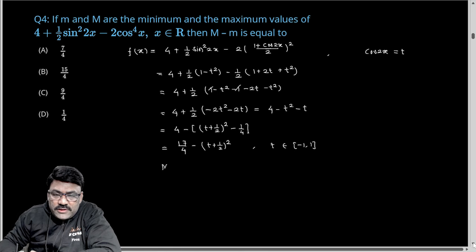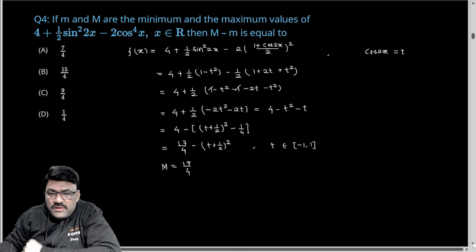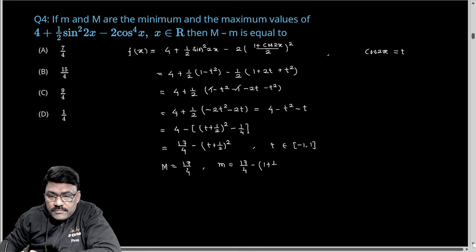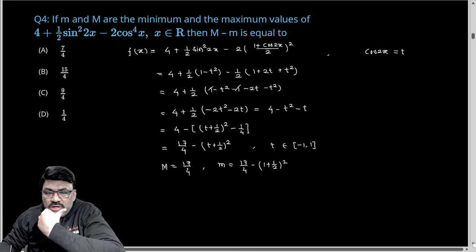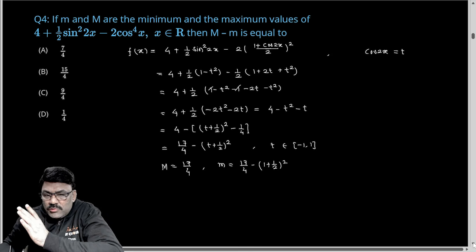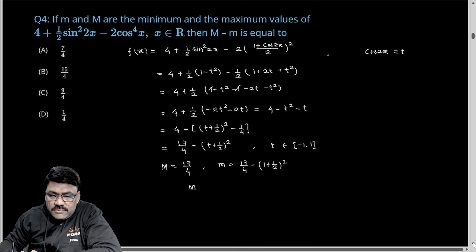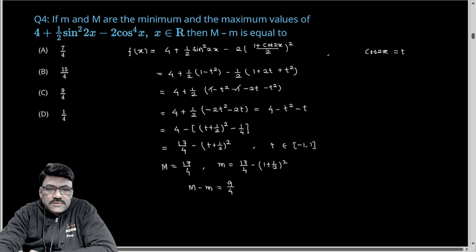So what will be the maximum value of this function? Maximum value is obviously 17 by 4 when this t plus half is 0. And what will be the minimum value? 17 by 4 minus 1 plus 1 by 2 whole square. Minimum you will get when you put t is equal to 1, because then this t plus half whole square will be maximum. So you are subtracting the maximum, net value will be minimum. So what is the difference, capital M minus small m? The difference is basically 9 by 4. So 9 by 4 is the correct answer here, which is option C.